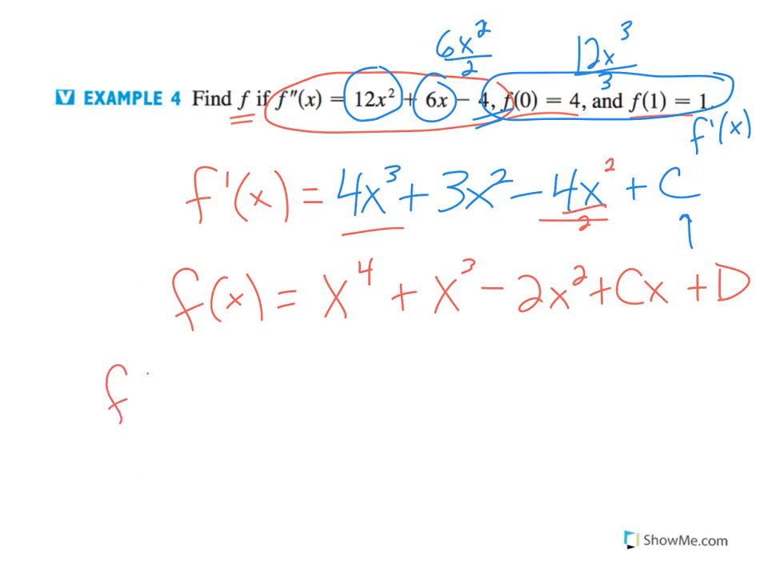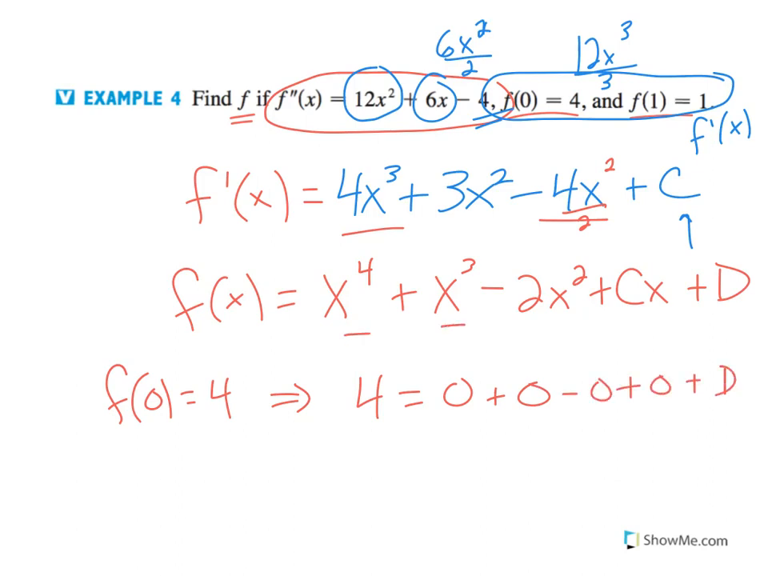If we start with f of 0 equals 4, that condition, that means if I sub in 0 for x, the output's 4. So that means 4 equals 0 plus 0 minus 0 plus 0 plus d. I subbed in 0 for all the x's there. And so right away, by doing that, that does tell you that d is 4. So I can plug that in right now for d, and d is positive 4.